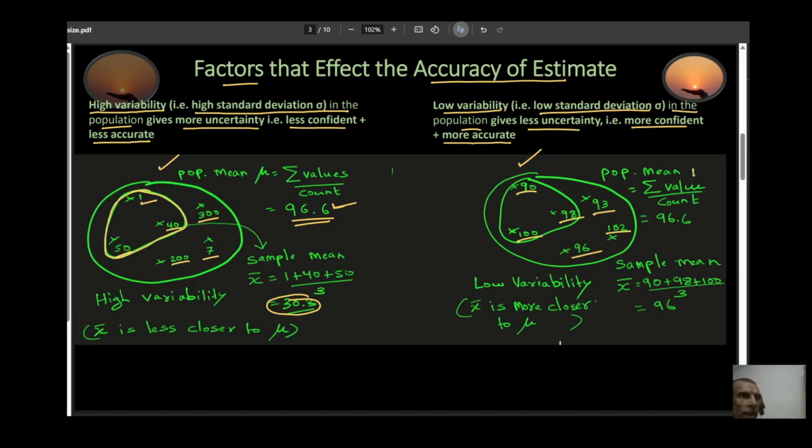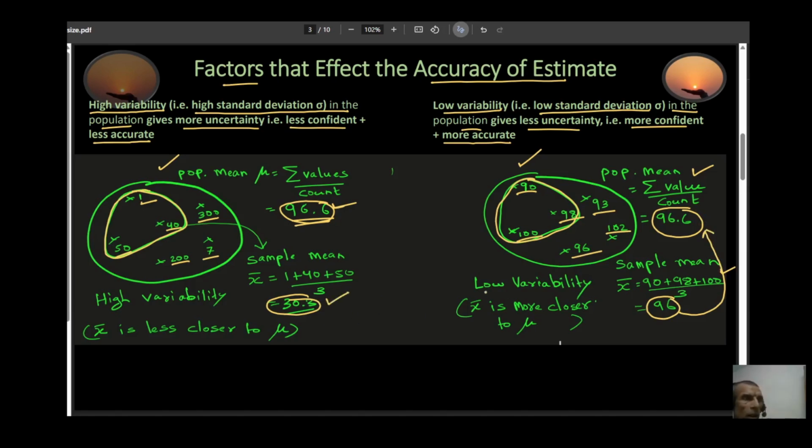In this case, I calculate my population mean, I added all the numbers together, and my answer comes out to be 96.6. Same as this population, 96.6. So I took a sample of 3 points, which is this right here, and I calculated the sample mean, and my answer came out to be right here, 96. And look at this 96. This 96 is a lot closer to this 96.6, your true population mean, than this 30.3.